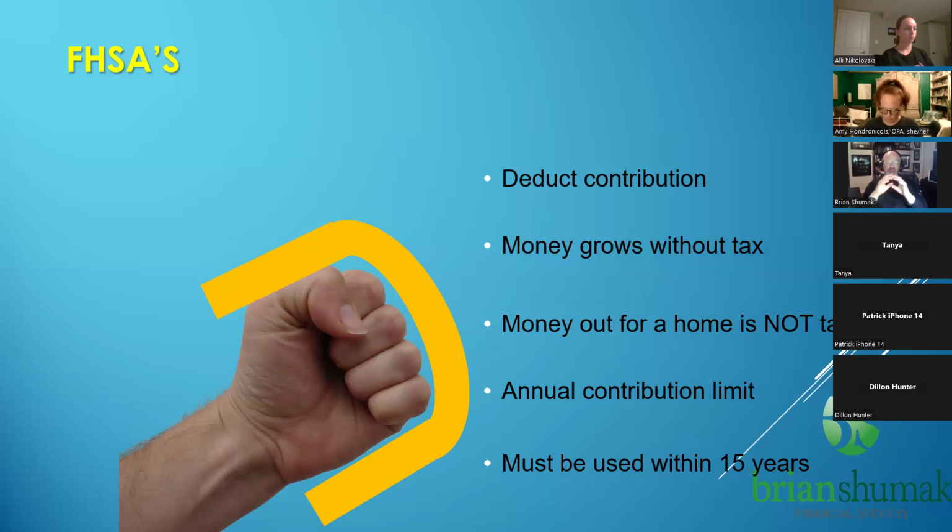So if you don't have any intention of buying a home, some advisors out there will tell you, oh, you should still do the FHSA because you get to deduct the money just like an RSP. And at the end of 15 years, if you haven't bought a house, you can transfer it over to the RSP without any penalties at that time.